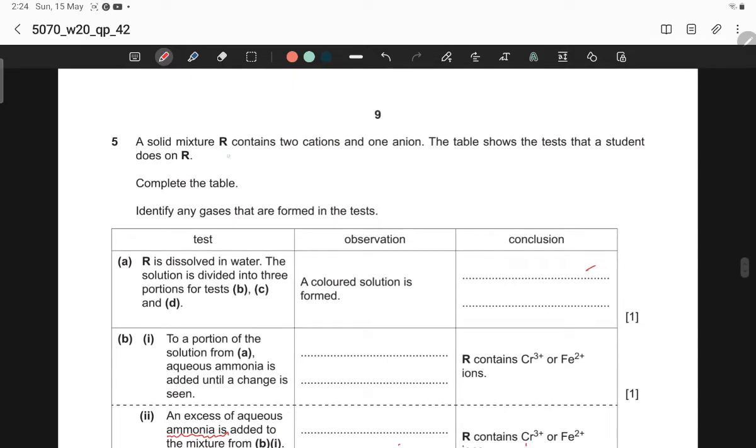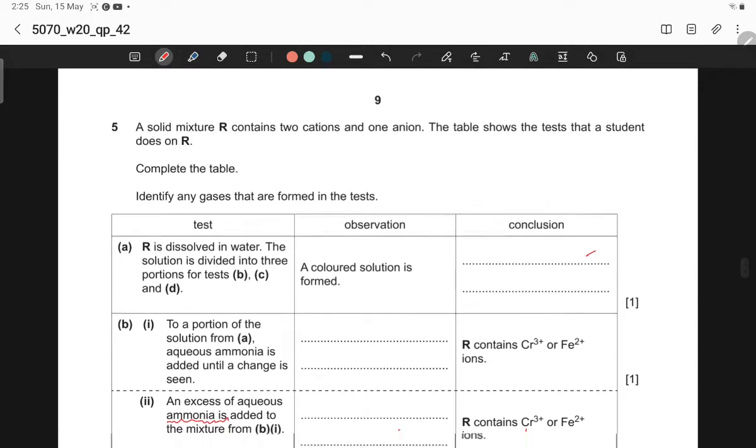Question number 5. A solid mixture R contains 2 cations and 1 anion. The table shows the tests that a student does on R. Complete the table. Identify any gases that are formed in the test. R is dissolved in water. The solution is divided into 3 portions for tests B, C and D.